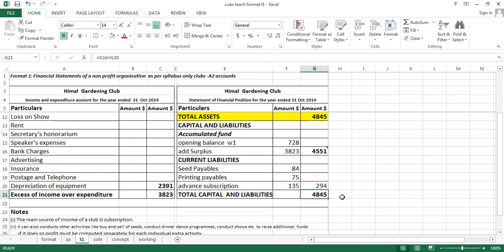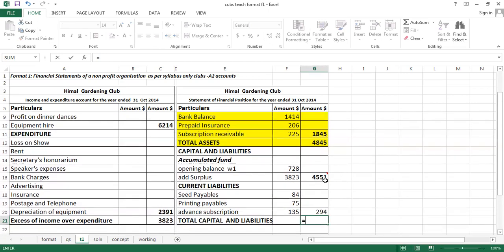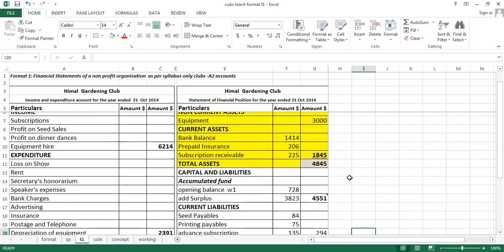After having done this, you need to add the net accumulated fund plus non-current liabilities, which is not given, plus total current liabilities. We add this up, we get 4845, and this should be equal to your total assets. I'm repeating, the total assets must be equal to total capital and liabilities, just as we used to do in our profit-oriented business. So this is how you prepare the statement of financial position.